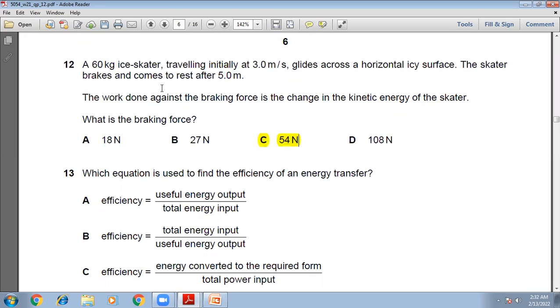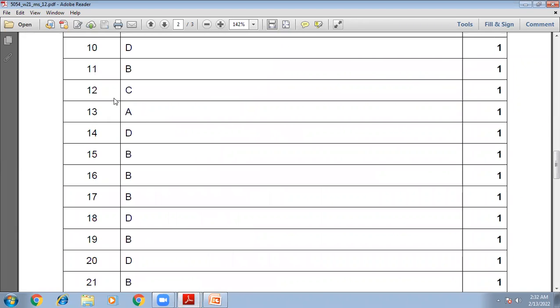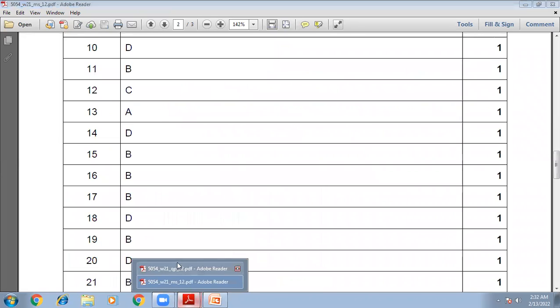I made a mistake when I read this number. I said it's minutes, whereas it is breaks and comes to rest after 5 meter. By mistake, I said 5 minute. It's 5 meter. Note it down. So I think question number 12, C part, is the right option, sir.